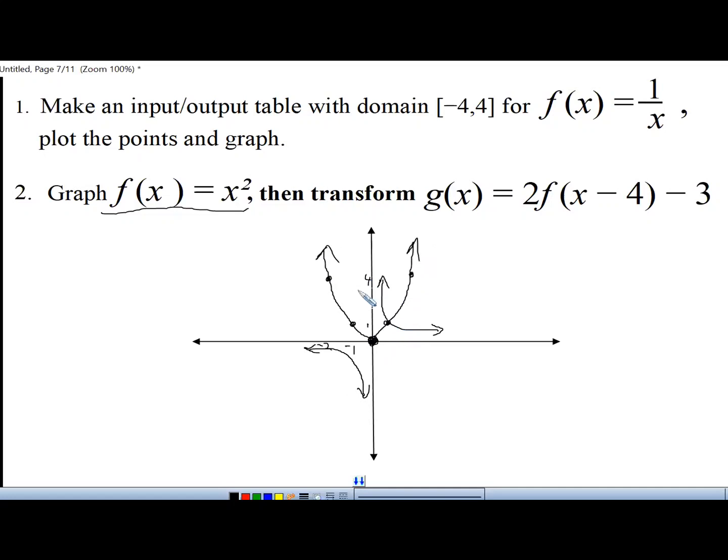All right. However, they want us to transform it according to these parameters. So what parameters do they give us? They give us h, they give us k, and then give us a. So according to those parameters, they're telling us to go to the right 4 and 3 down. Or our vertex, instead of being 0, 0, is going to be now 4, -3. 1, 2, 3, 4, and then 1, 2, 3.